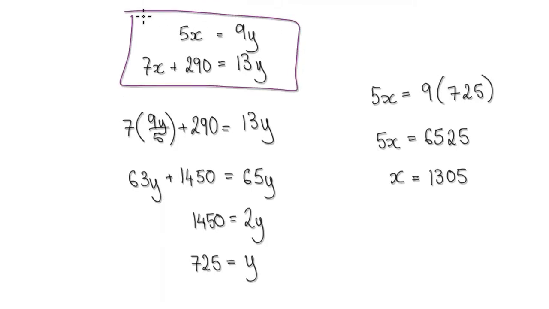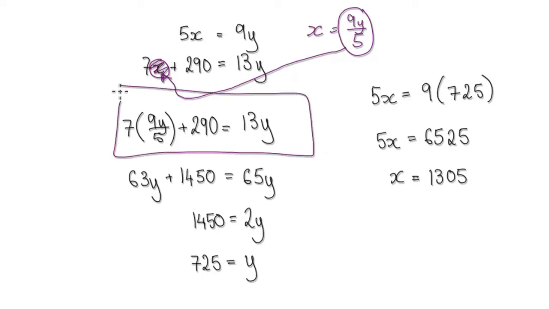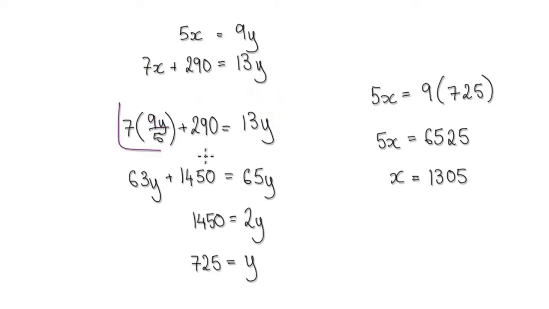Use whichever method you want, but for me, I'm just going to rearrange it to make x the subject. So divide both sides by 5, so that would be x equals 9y over 5, and then I would put this into the x here. So now we've eliminated the x and expressed everything in terms of y. So we should be able to solve y now. This is just one of the many methods. So we are currently here.